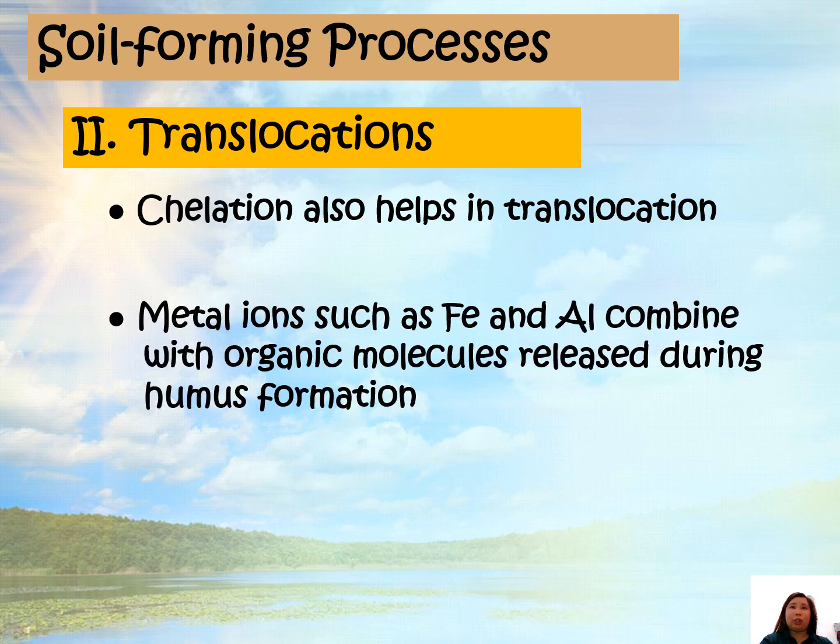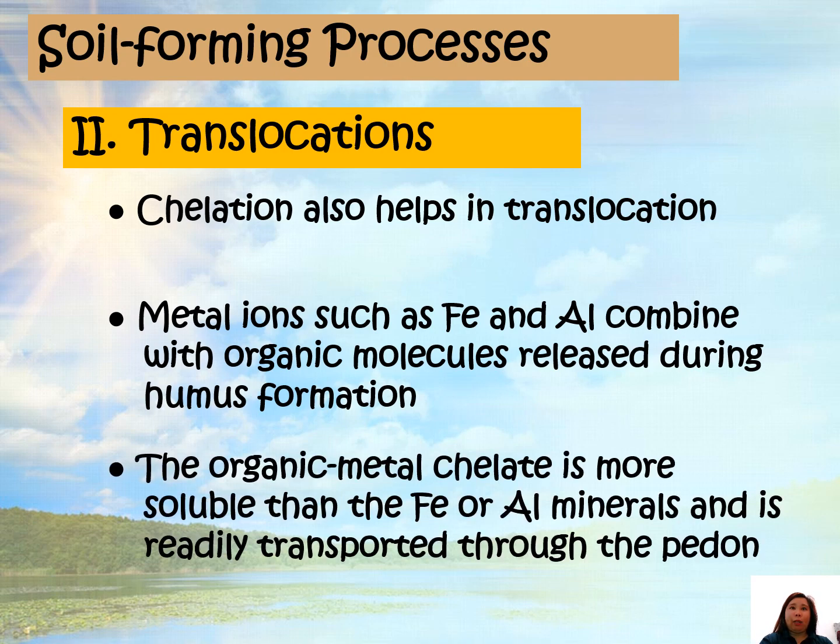By the way, what is chelation? It is when metal ions, such as iron and aluminum, combine with organic molecules released during humus formation. The combination of the organic molecules and those metal ions, such as iron and aluminum, or organic metal chelate, is more soluble than the iron or aluminum mineral, so it is readily transported throughout the soil.